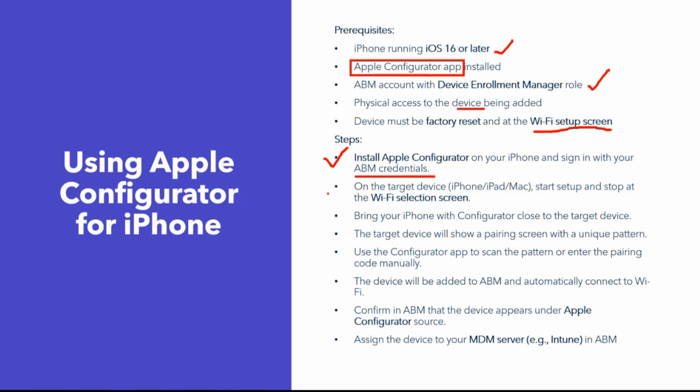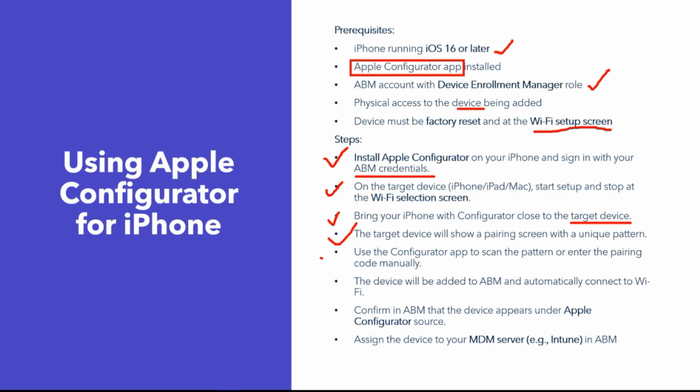Second thing is you need to set that phone, whichever phone you want to add into ABM. Okay, you need to put it at one place. I'll show you in the screenshot as well. There you need to add the Wi-Fi selection screen. You need to scan that device, your own device where you have Apple Configurator installed. Then bring your iPhone with Configurator close to the target device which you want to make corporate owned. Okay, then it will start the pairing.